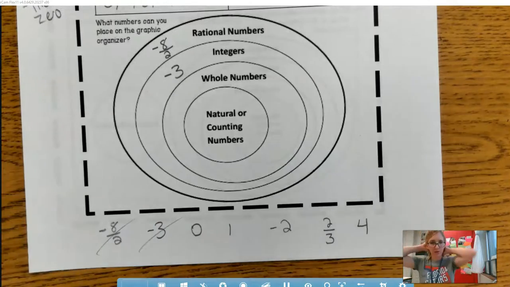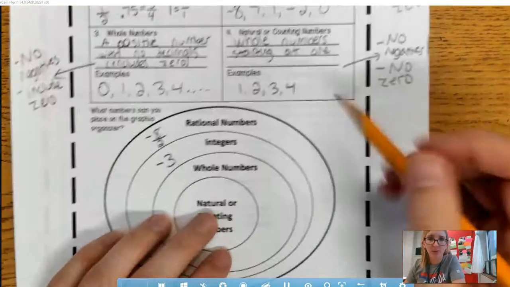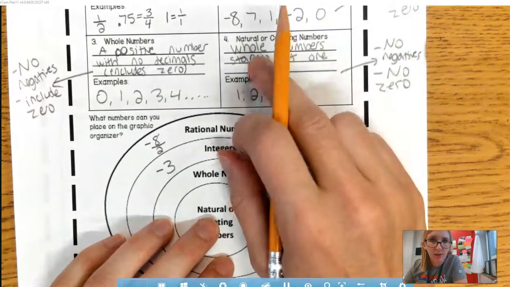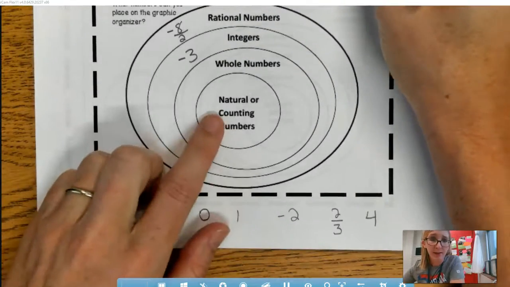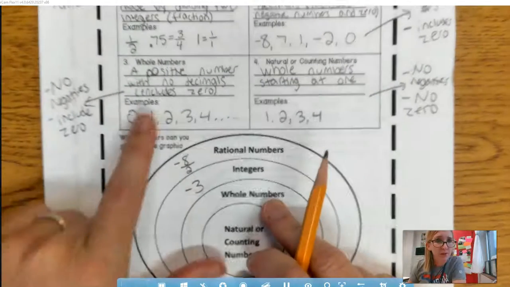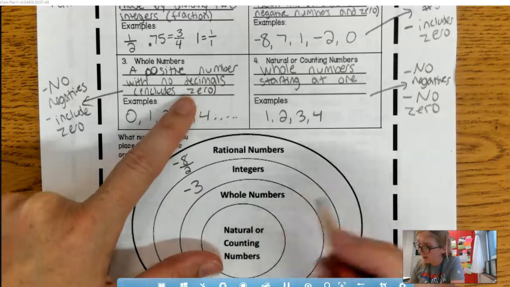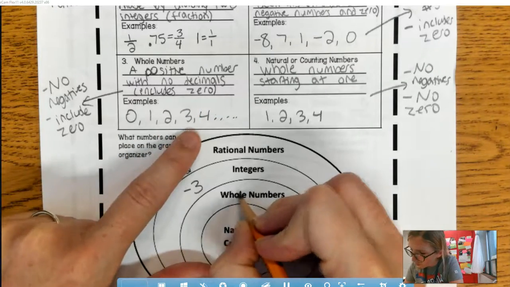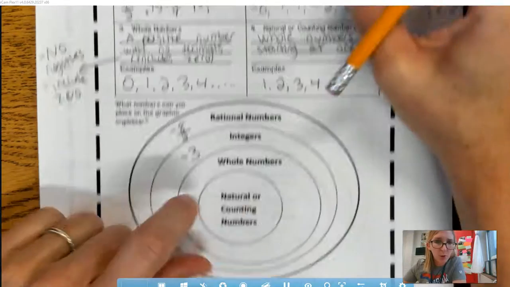All right, what about 0? Is 0 a natural or a counting number? Let's check our definition. Natural, whole number starting at 1. Well, that doesn't work. So 0 is not a natural number. All right, is 0 a whole number? Let's see. Whole numbers are positive numbers with no decimals, and it includes 0, right? Remember our little trick to remembering that O looks like a 0, so I know that 0 is included in whole number definition.